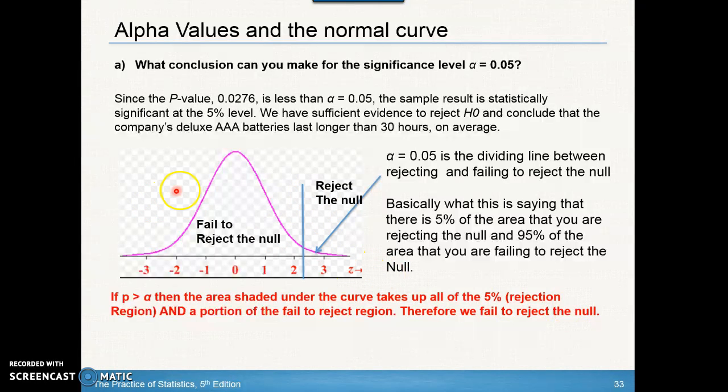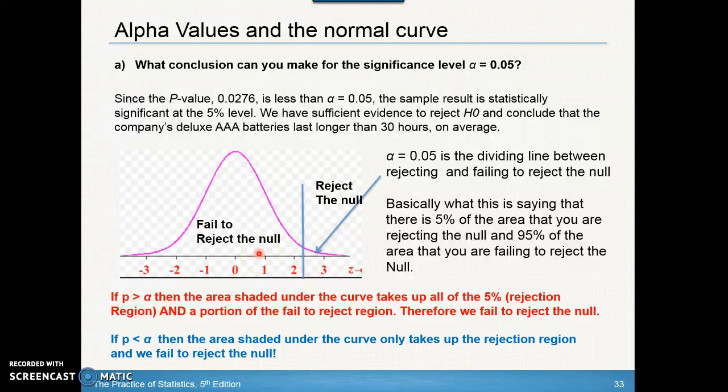And always, if the rejection region is below, and that's 5% below, start with that side and you're going to say, okay, if I'm going to color in 7% of the curve, first I'm going to color in this 5% and then this 2% over here. If it's above, you're going to say, I'm going to color in this 5% and then this 2% over here, so I'm failing to reject the null. If P is less than alpha, then the area shaded under the curve only takes up a portion in the rejection region and we reject the null. So if this is 5% and our p-value is 2%, I'm only shading in 2% of the curve. I'm just in the rejecting the null region.